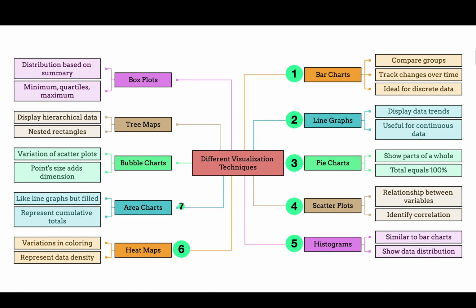7. Area charts, similar to line graphs but filled below the line. Useful for representing cumulative totals over time using numbers or percentages. 8. Bubble charts, a variation of scatter plots, where each point size is an additional dimension of the data. Useful for comparing and showing relationships between categorized circles. 9. Tree maps, ideal for displaying hierarchical data and part-to-whole relationships using nested rectangles. 10. Box plots, used to show the distribution of data based on a 5-number summary: minimum, first quartile, median, third quartile, and maximum.